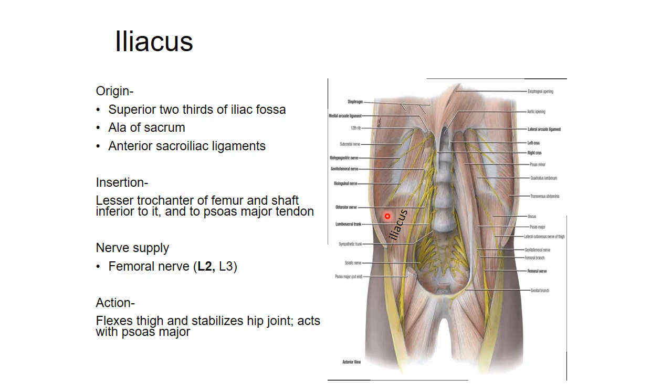Then, as I have told you, the insertion is along with the tendon of psoas major. They are inserted on the lesser trochanter and a small portion of the shaft just below it. Some fibers are also attached to the psoas major tendon. Nerve supply of iliacus is from the femoral nerve.